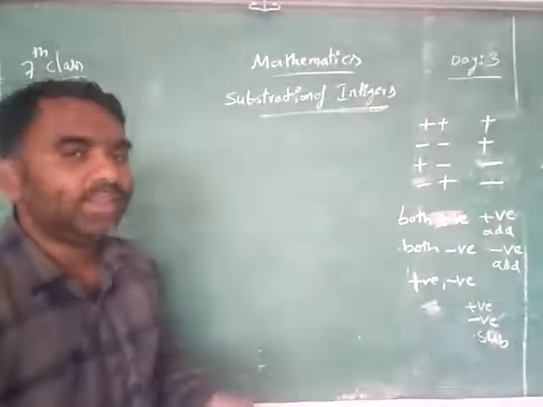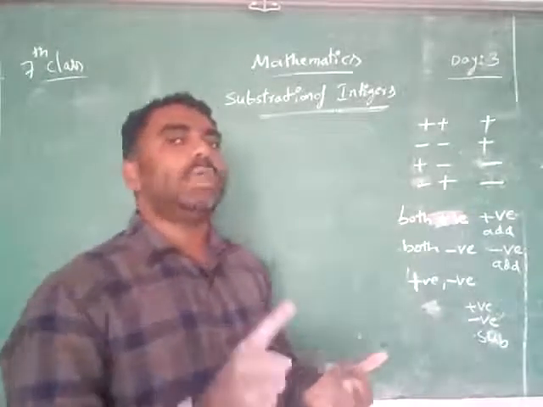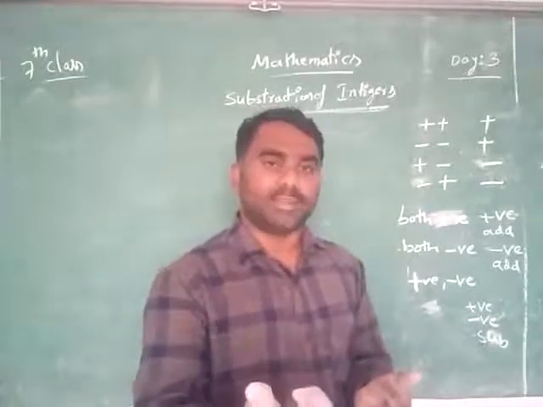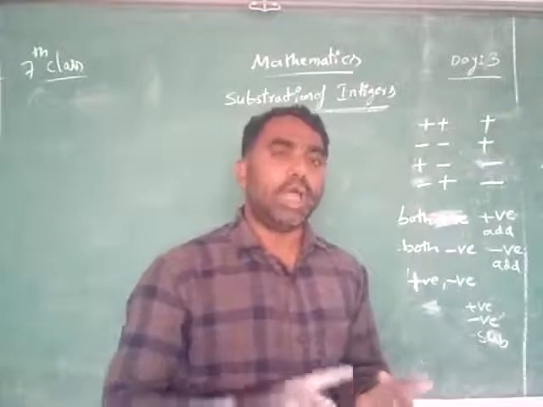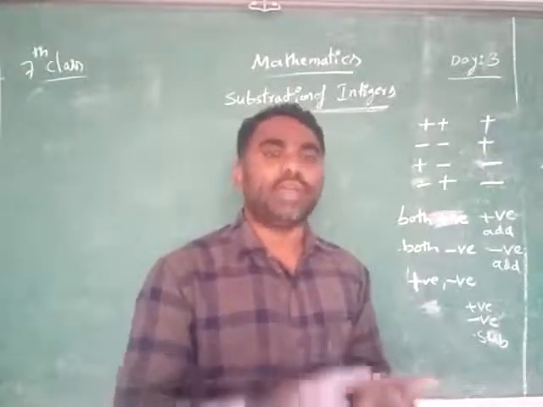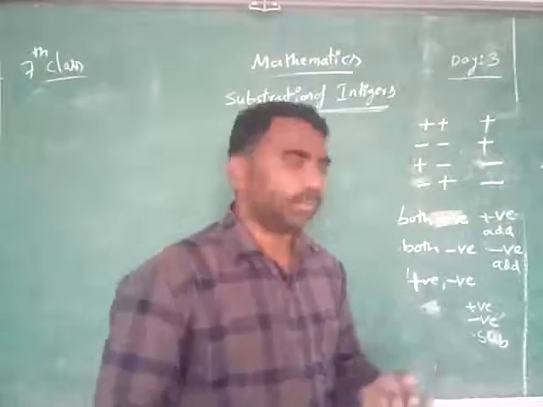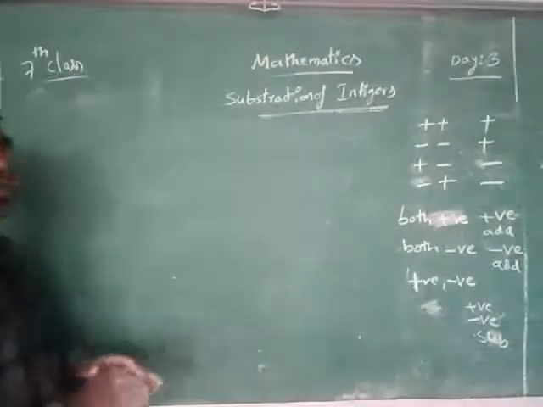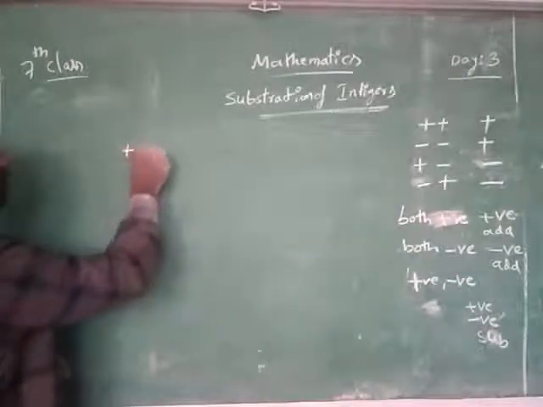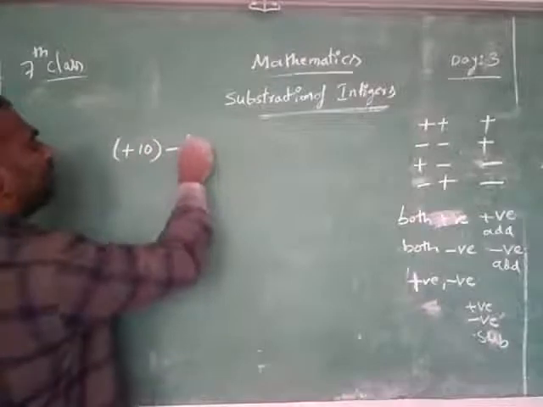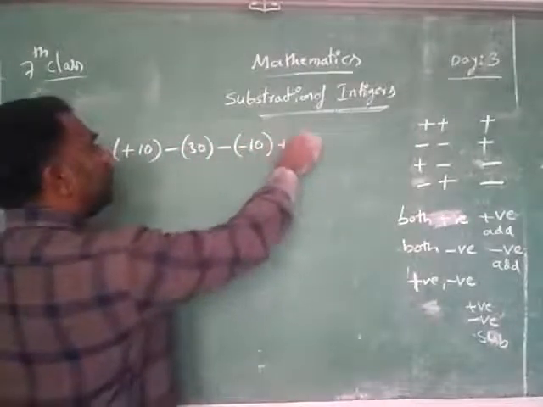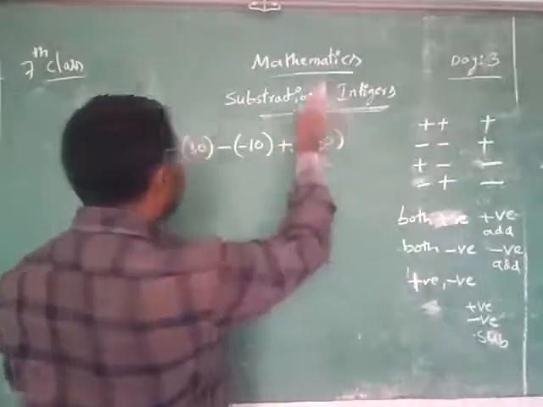So that's why only one thing you have to learn here: how to remove the brackets and how to get the final answer. Remove the bracket first, final answer next. You see, now I will give more numbers also. See, it is plus 10 minus 30 minus 10 plus minus 10. This is my question.